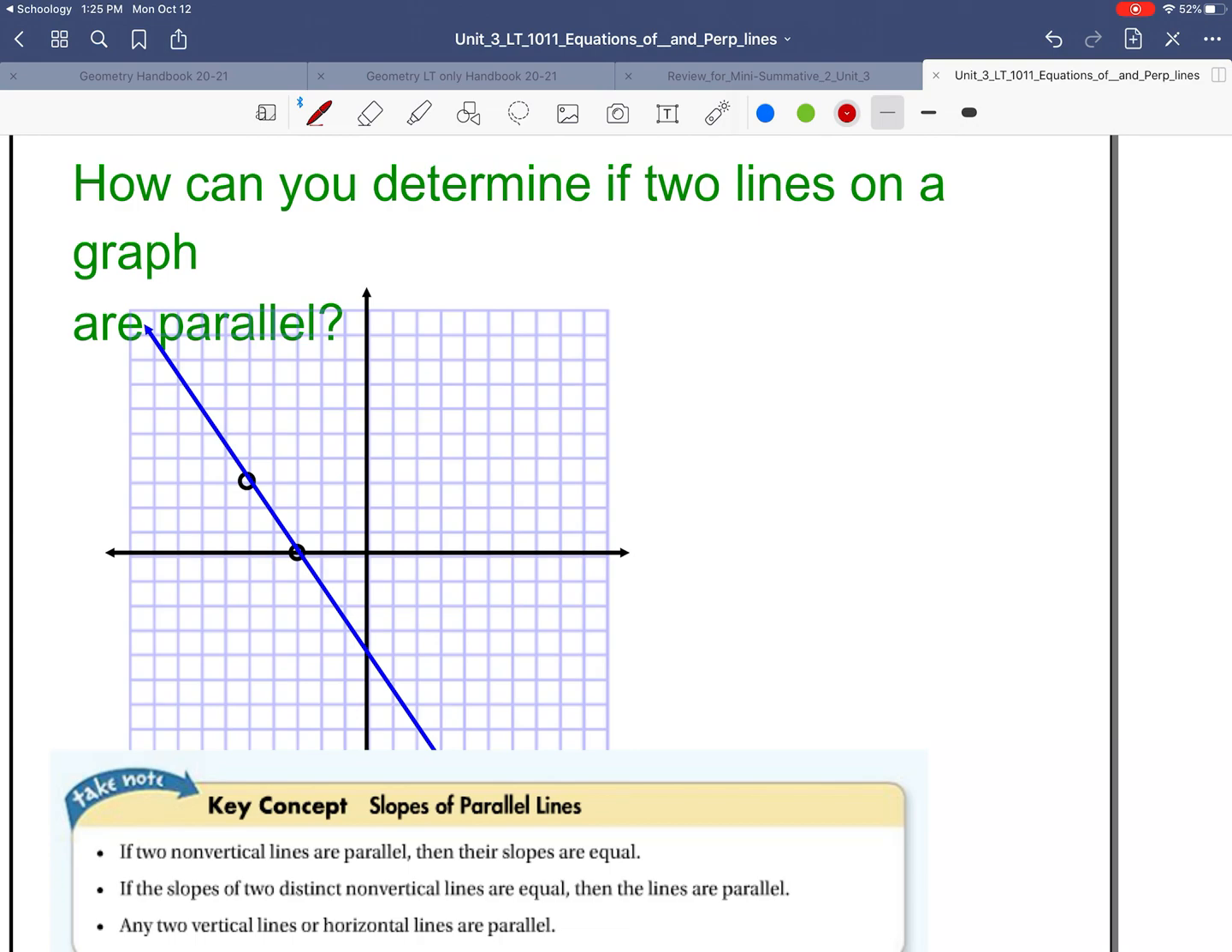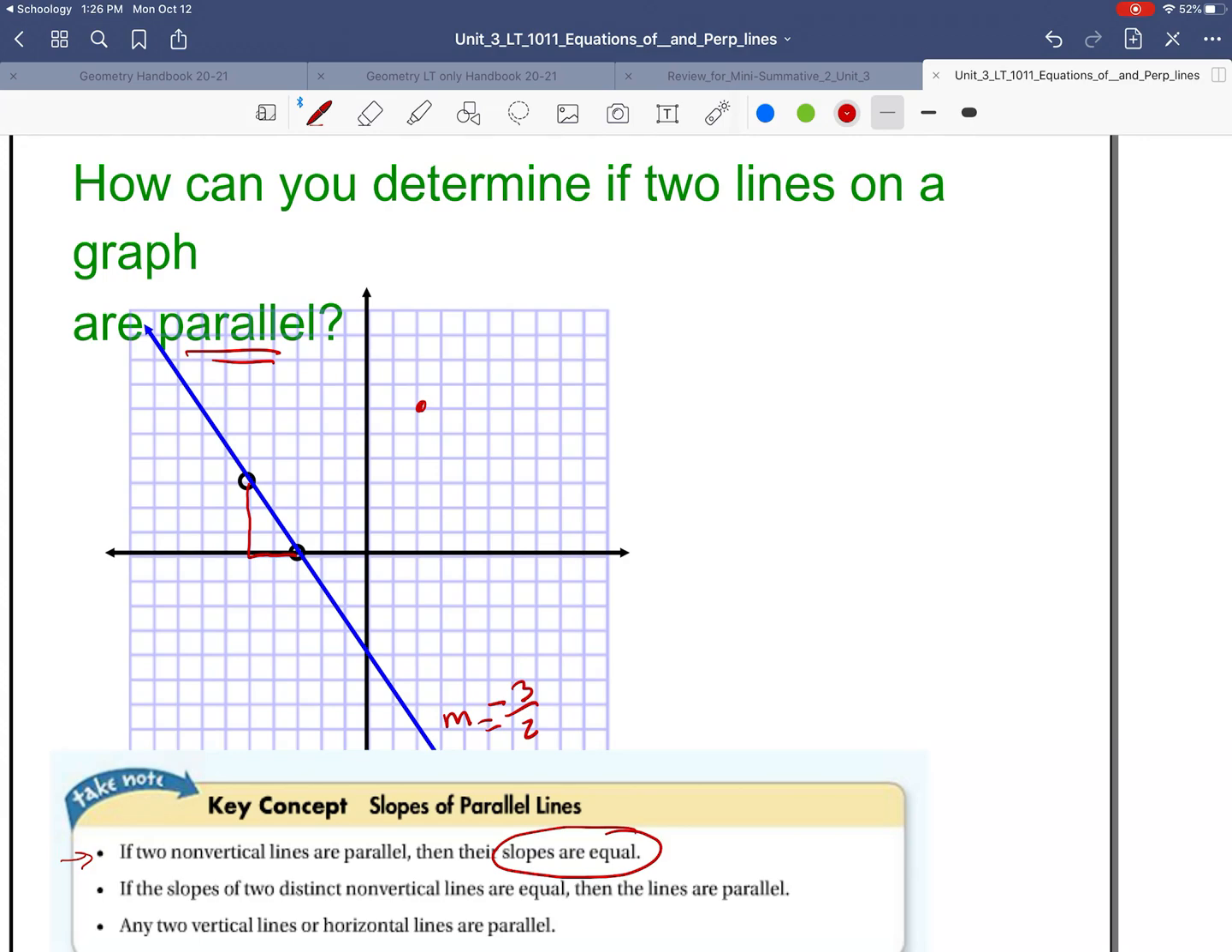How can you determine if two lines on a graph are parallel? So parallel lines are two non-vertical lines that are parallel. Their slopes are going to be equal. That's how we know if two lines graphed are parallel. So if this has a slope of, 1, 2, 3, 1, 2. So the slope of this is down 3 to the right 2, -3 halves.